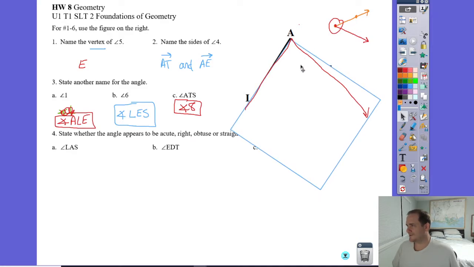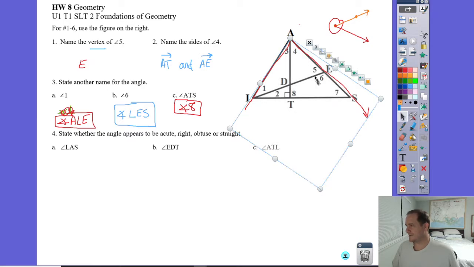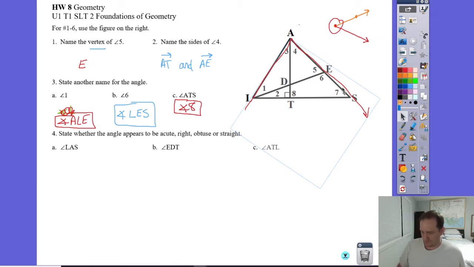Maybe this is taking too long. Okay, let me now make that kind of see-through. Now that that's see-through, you can see that our angle is just a little bit less than 90. It is kind of hard to tell, I admit. But now that I've put this square here, you can see what 90 really looks like, and you can see that our angle is a little less than 90, and that means it's acute.